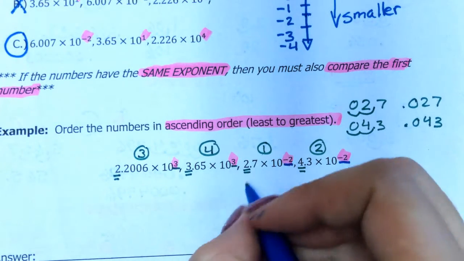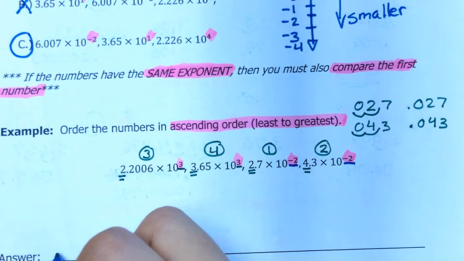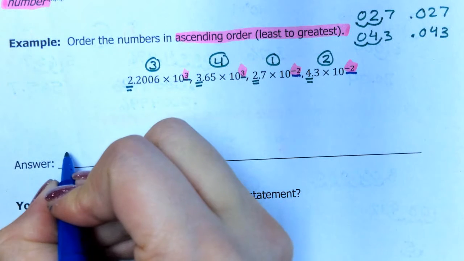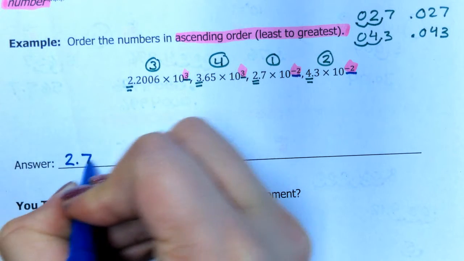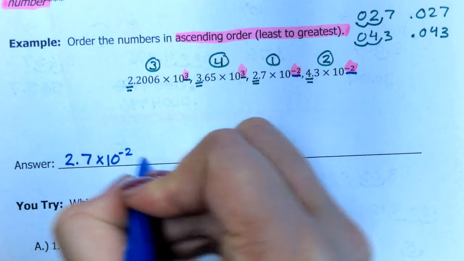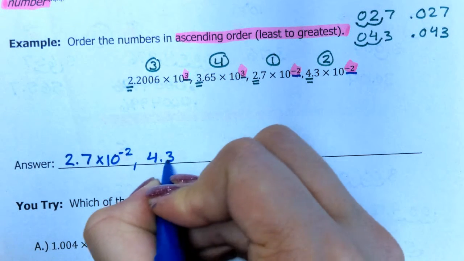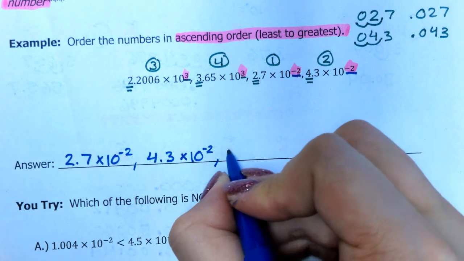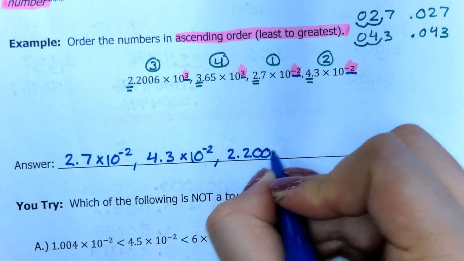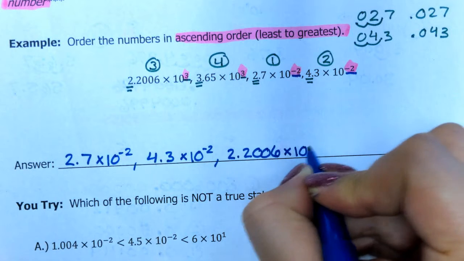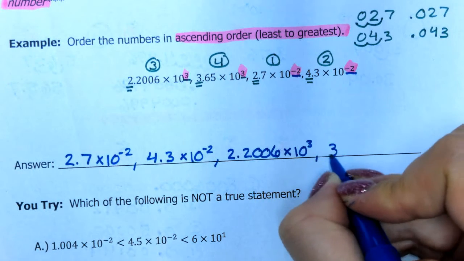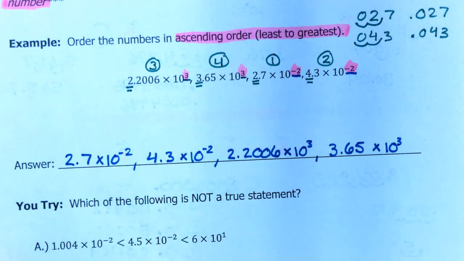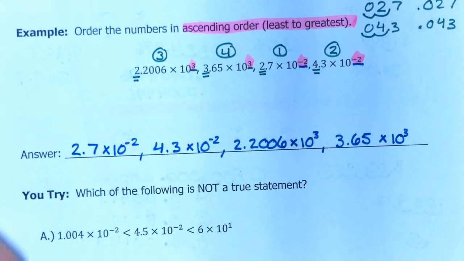So let's write them out, because I'm going to write them out in that scientific notation again. Let me move this up a little bit for you. Alright, so I have 2.7 times 10 to the -2nd, 4.3 times 10 to the -2nd, 2.2006 times 10 to the 3rd, and 3.65 times 10 to the 3rd. And those are in order from smallest to biggest.